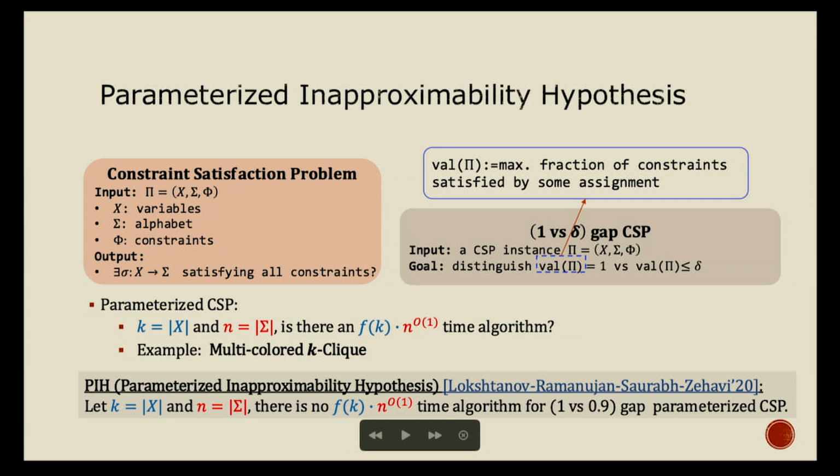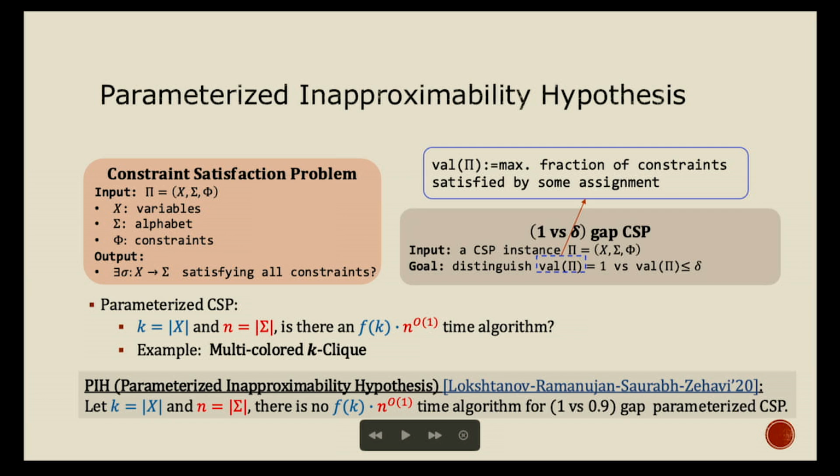So suppose you are given a multicolor k-clique instance. So you have k groups of vertices, and the goal is to pick 1 vertex from each group so that they form a clique. You can build a variable for each group of vertices, and the alphabet just represents which vertex you can pick. Then you can use the constraints between different variables to check whether there's an edge between 2 vertices. So parameterized CSP is just a reformulation of multicolor k-clique, which is W[1]-complete.